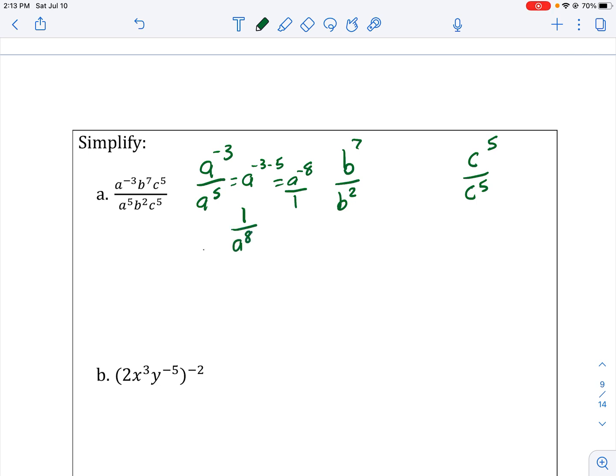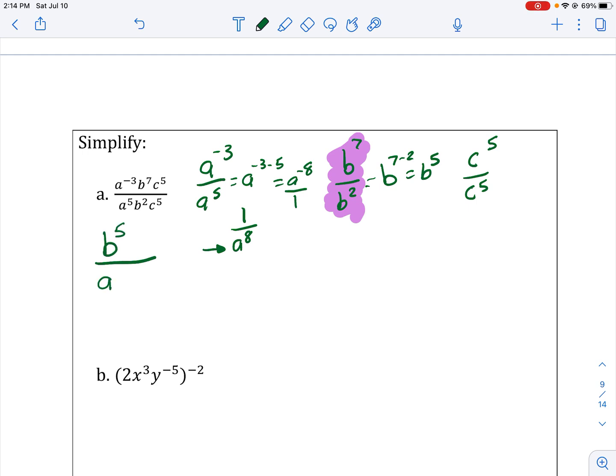So here I see that a to the 8th is in the denominator. Divide like bases, subtract my exponents. 7 minus 2 gives me b to the 5th. Another way to look at this right here, are there more b's on top or on bottom? There are more on top. Ask yourself how many more. Well, if there's 7 on top, 2 on bottom, that means 5 more are on top. So that means b to the 5th stays on top.